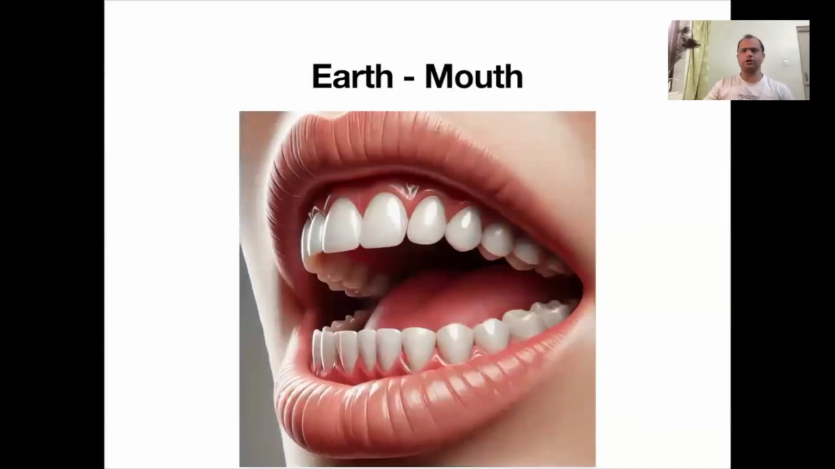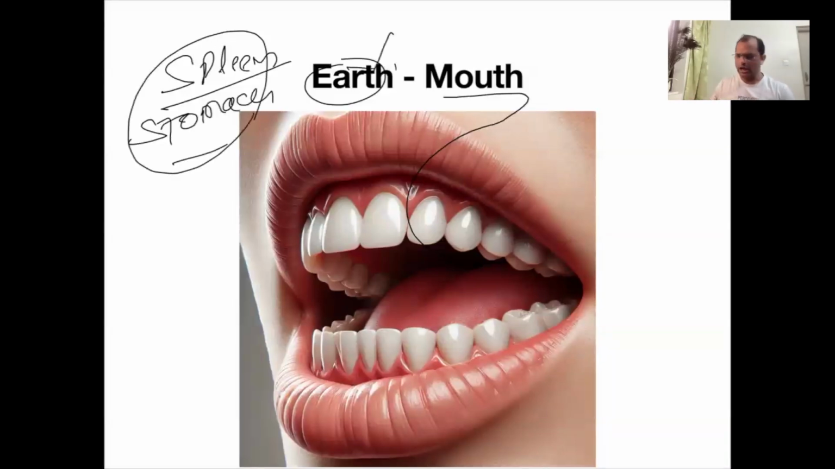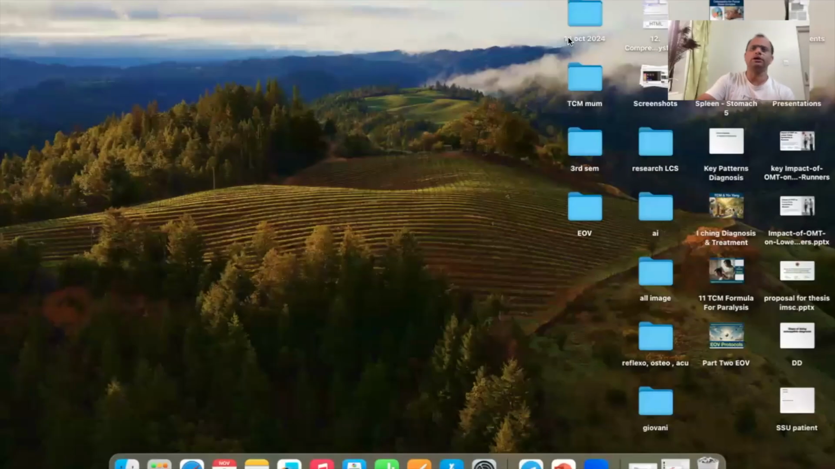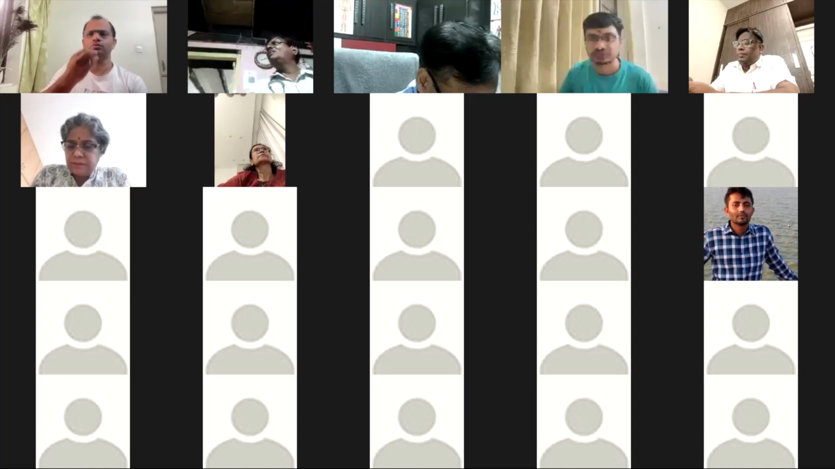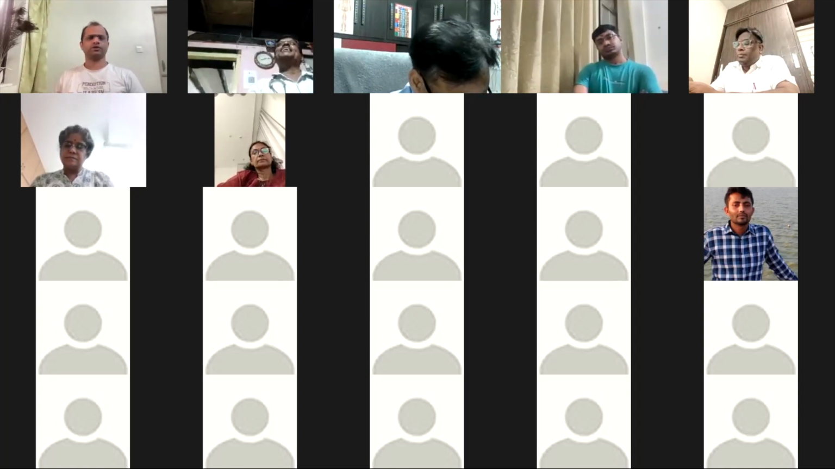In the same way, the earth element is represented through the mouth. Earth element means spleen, earth element means stomach, and it is represented through the mouth. Have you seen many people having mouth smell? Many people suffer with mouth smell. It means they have some problem in the stomach or spleen. कई लोगों के मुंह से बदबू आती है. So the mouth is the window of earth, stomach and spleen.